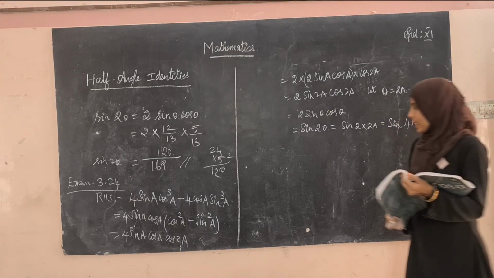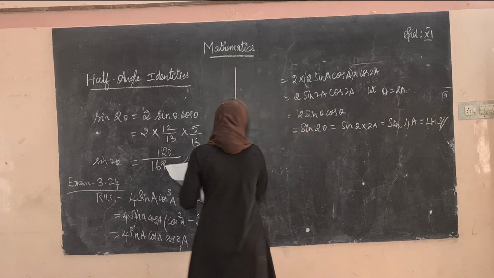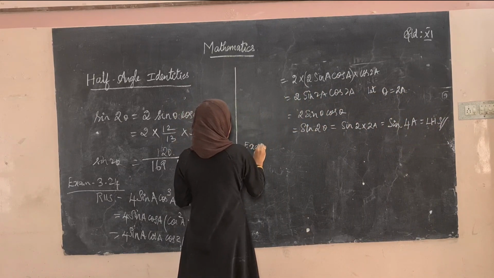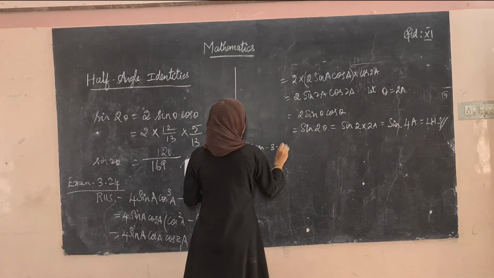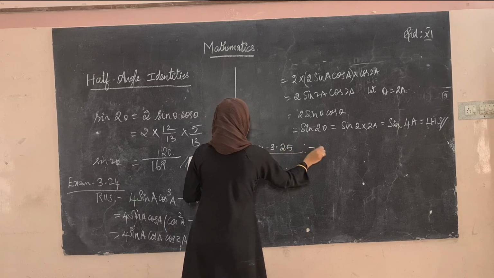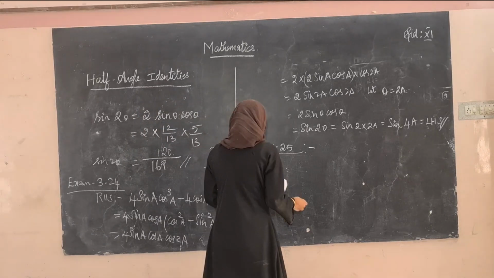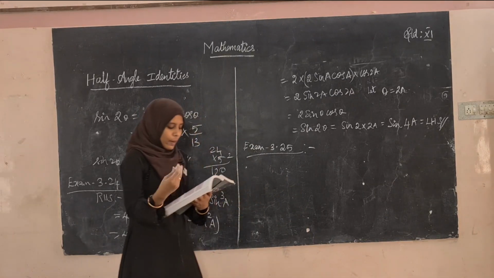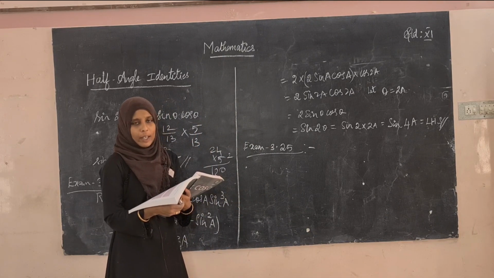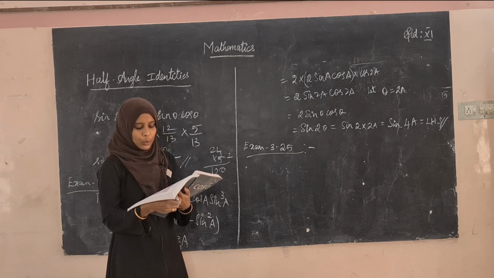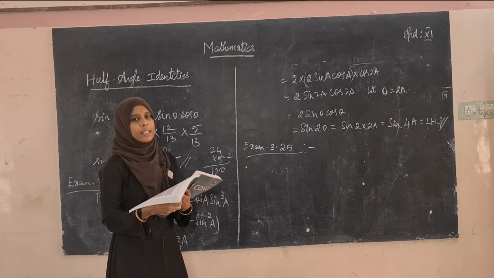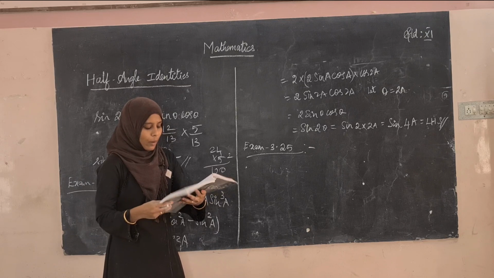Okay, now let us see the next example. Example 3.25. Prove that sin x is equal to 2 power 10 sin x divided by 2 power 10 cos x divided by 2 cos x divided by 2 square up to etc., cos x divided by 2 power 10.